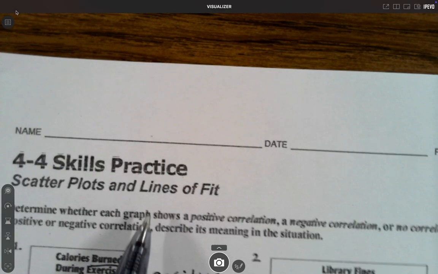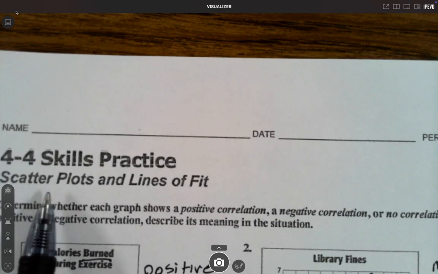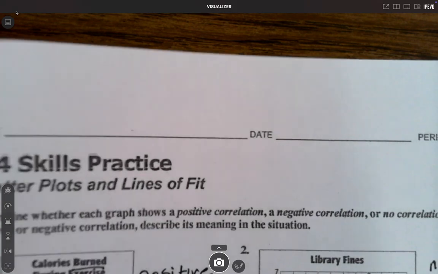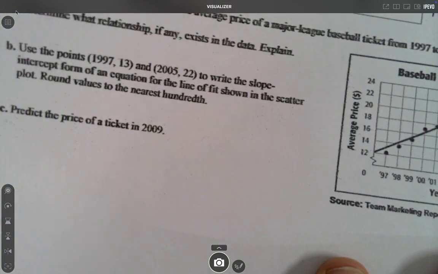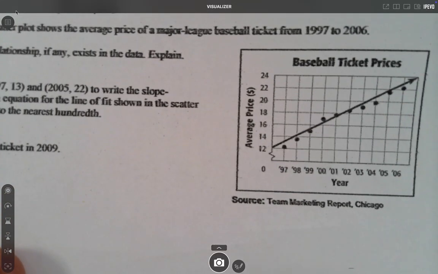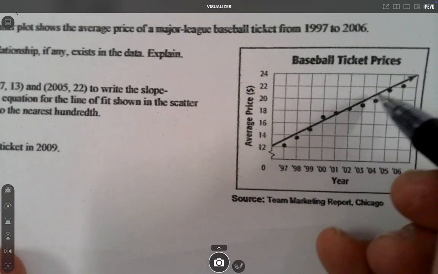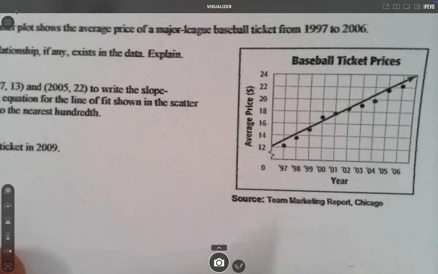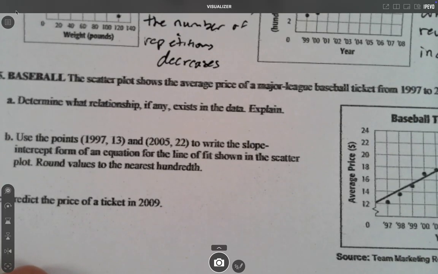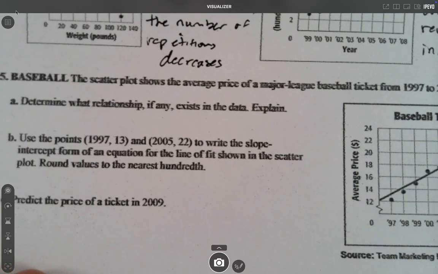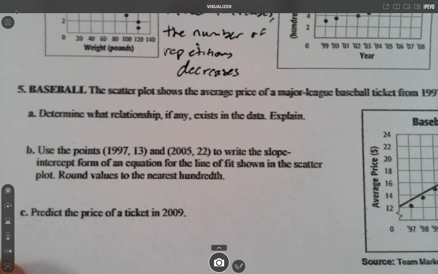Now, if you see what they said up here, it said scatter plots, which we've been talking about, and lines of fit. One thing mathematicians will do is they'll gather data, and then they will figure out a line that is the best fit for that data. That way they can then use that to help predict what will happen in the future. Okay, so part A is what we've been doing on 1 through 4.